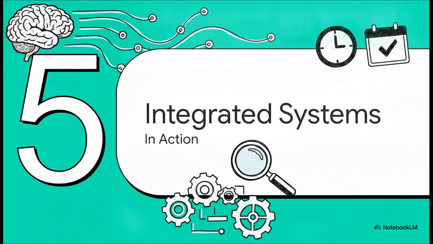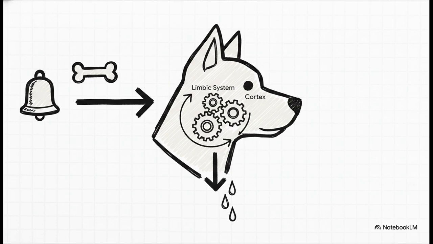Let's bring it all home with Section 5, Integrated Systems in Action. Let's look at the absolute most famous example of classical conditioning, Pavlov's dog. First, the sensory systems detect the auditory bell and the visual or olfactory cue of the meat. Next, the limbic system and hypothalamus step in. The amygdala processes the emotional significance of the bell, while the hypothalamus triggers the autonomic response, the physical salivation. Finally, the cerebral cortex provides higher-level analysis and the emotional coloring of the whole experience.